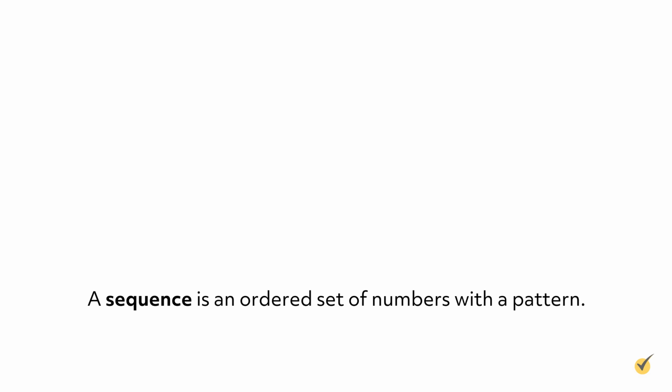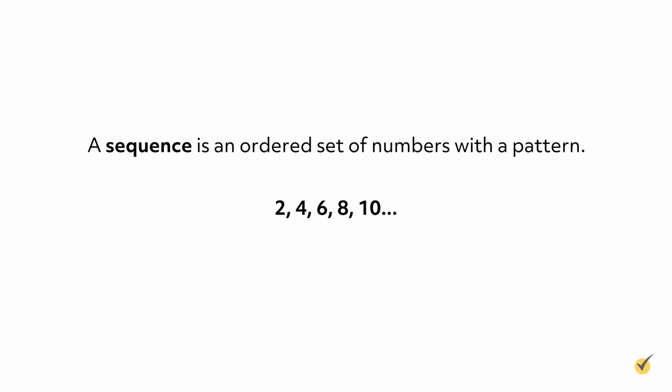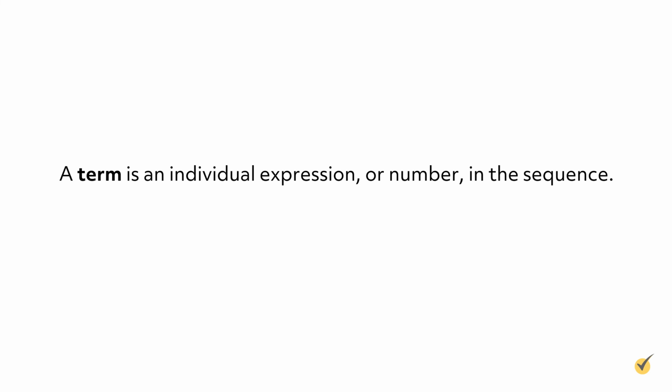Before we dive in, let's review a few things. First, a sequence is an ordered set of numbers with a pattern. The pattern helps us predict what each term might be. For example, 2, 4, 6, 8, and 10 are a sequence. A term is an individual expression or number in the sequence.